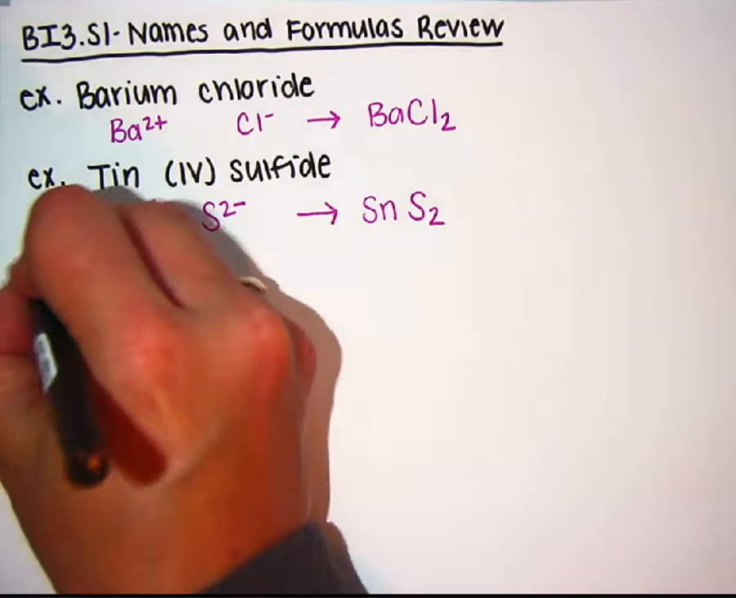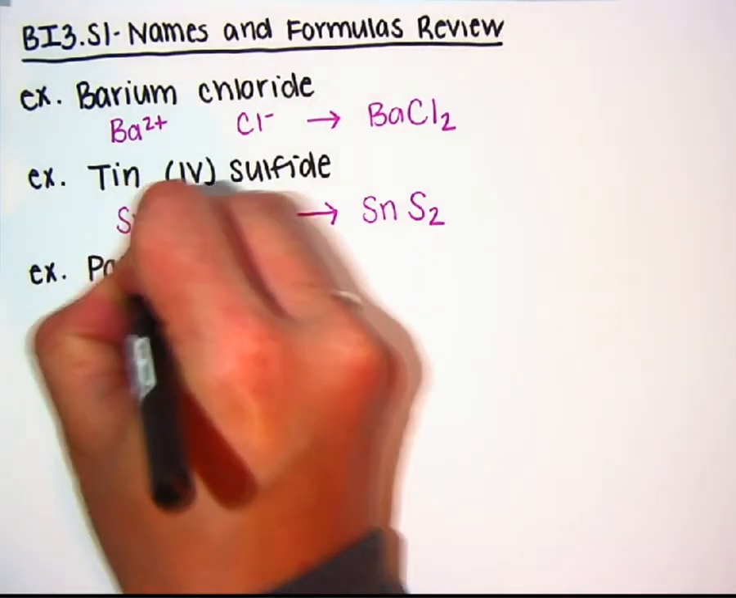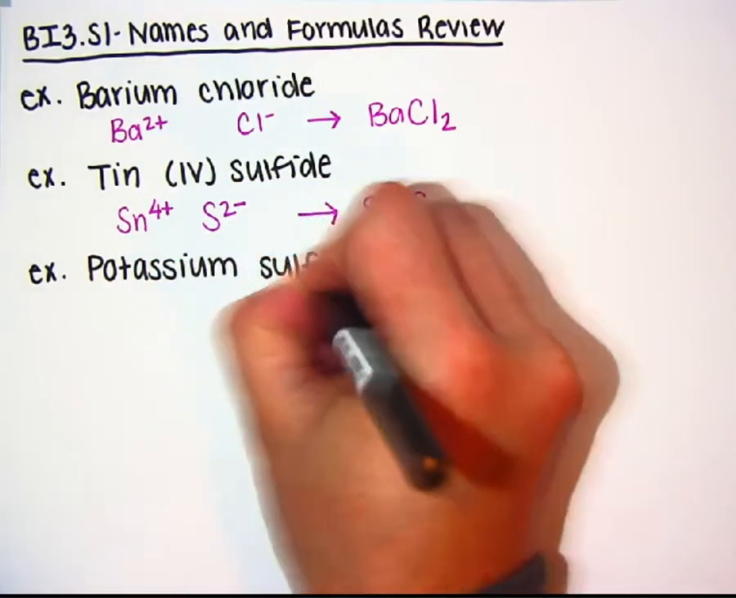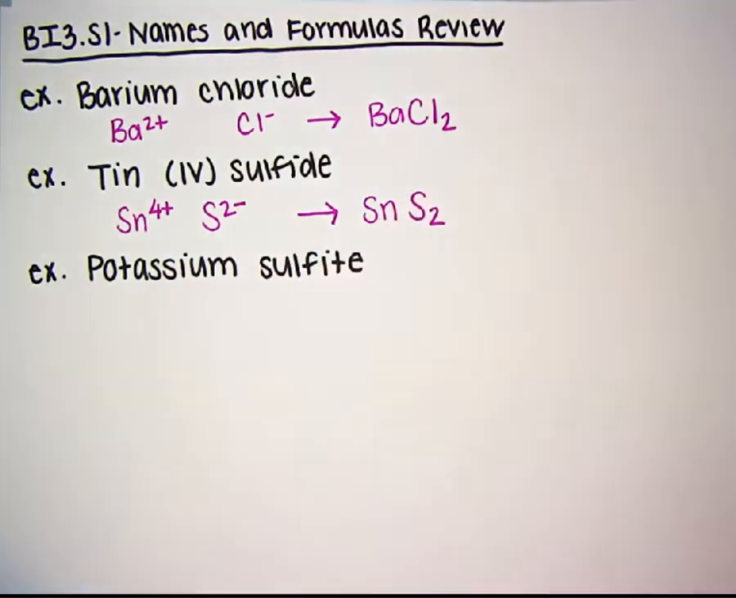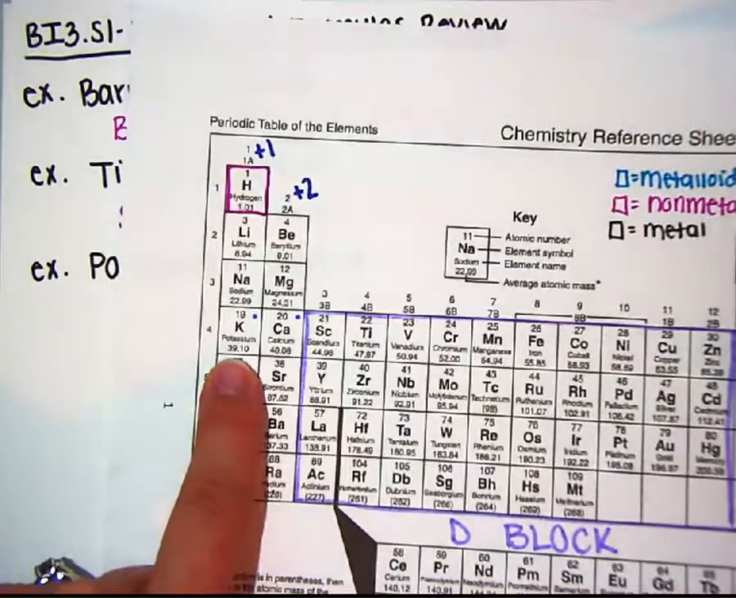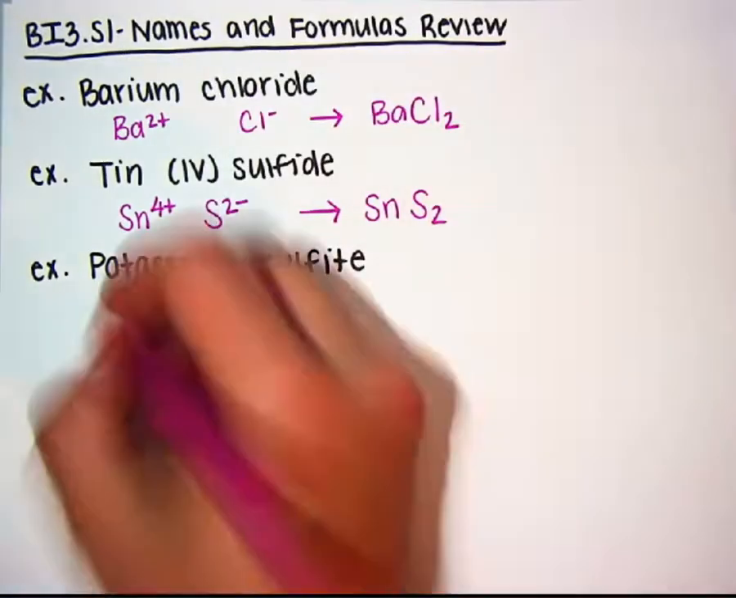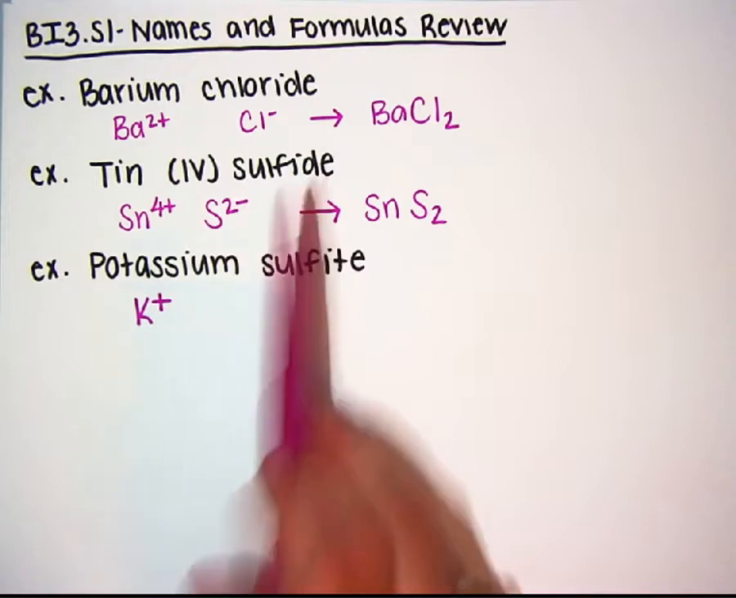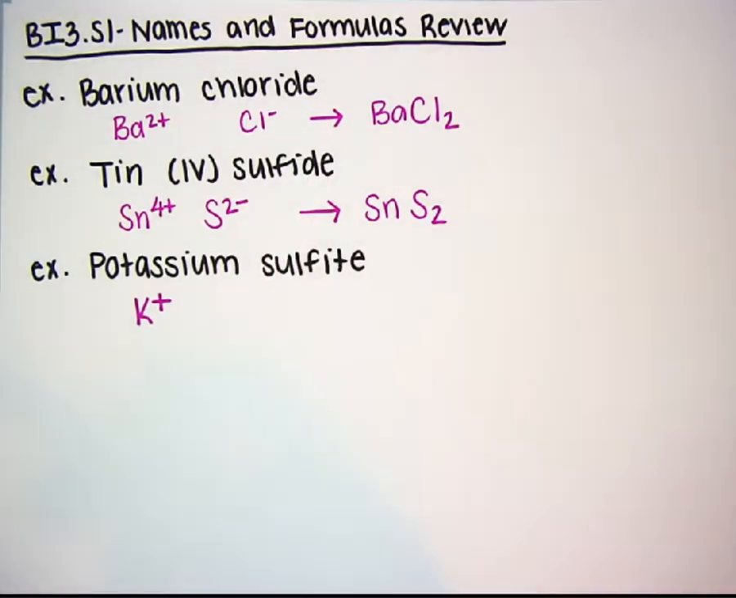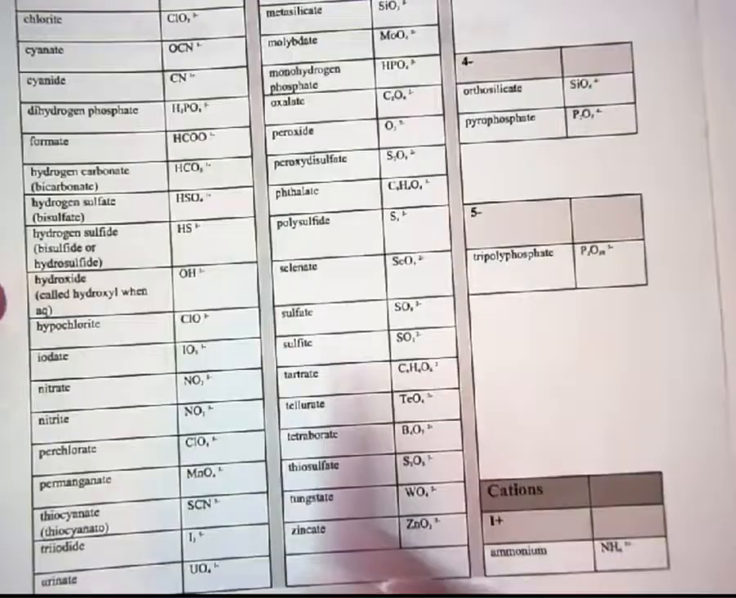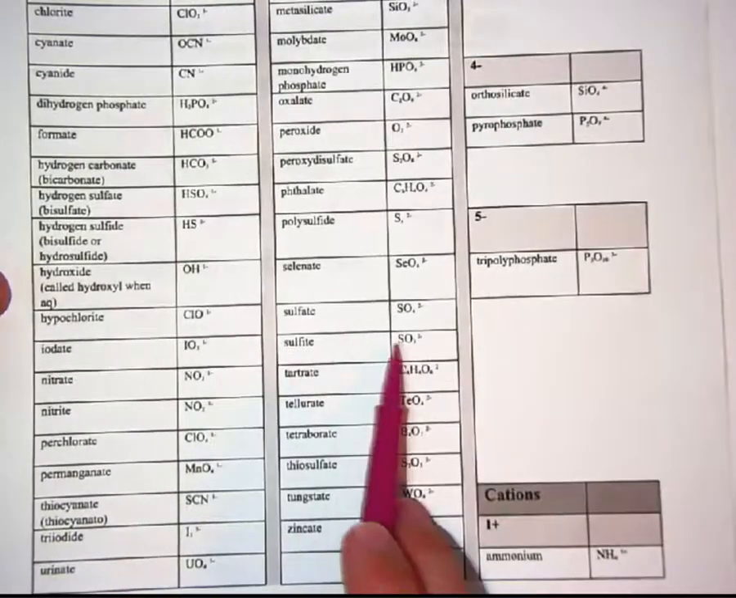Next, let's do potassium sulfite. Potassium, group 1 metal, its charge is +1. Sulfite, this is where we need to be really mindful of our spelling. If it ends in IDE, that's sulfur from the periodic table. We drop the ending of sulfur and add IDE. Sulfite with a T is polyatomic. Sulfite is SO3 2-.